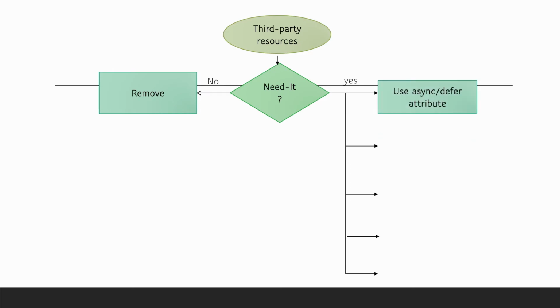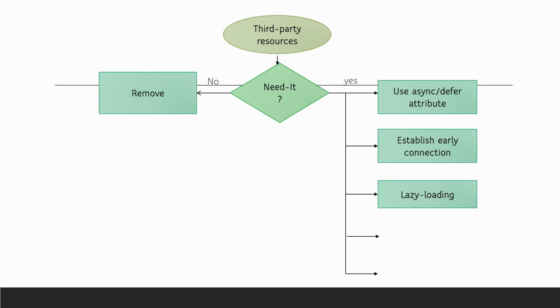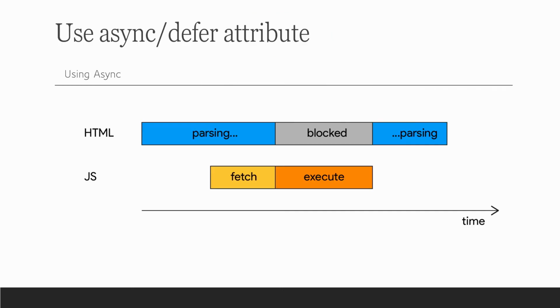You can load the third-party resources using the async or defer attribute, you can establish an early connection to tell the browser to load it early, you can use lazy loading, and you can even opt for a third-party CDN. And if the third-party external resources are causing major slowdown of your website, then you can self-host the script on your main server. If you use the third-party script as a critical resource, then use the async or defer attribute to load the script asynchronously.